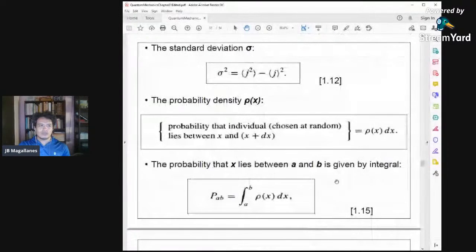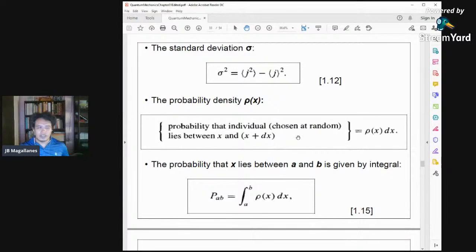We also learned about standard deviation, and the standard deviation is equal to this: the average of the square of j minus the square of the average of j. And then the probability density, we also discussed that. Here, this is the probability density rho(x) times dx, the probability that an individual chosen at random lies between x and x plus dx.